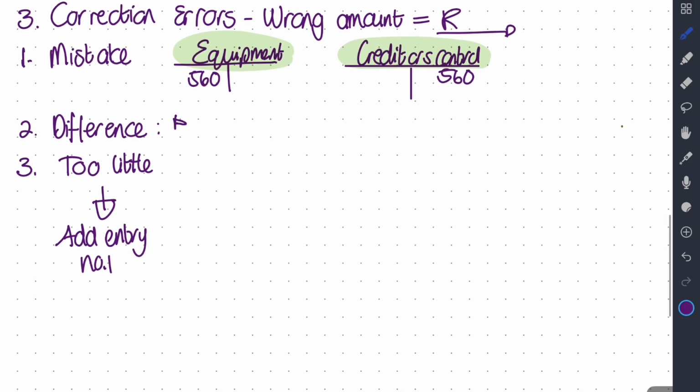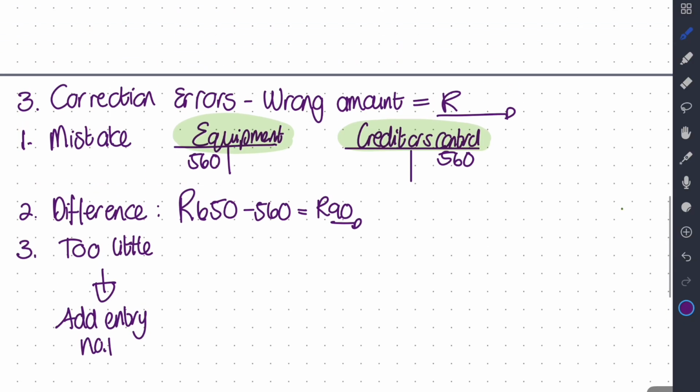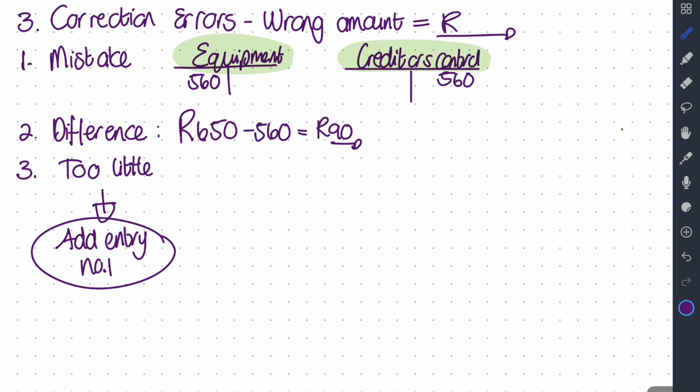Your correct amount was 650, and now you've got this. So you are 90 Rand short. If you have too little in your box, you're just going to add to entry number 1. That is what your general journal entry will be. So you're going to put 90 Rand in the equipment account, and you're going to put 90 Rand on the creditors control on the same side where you had your entry.